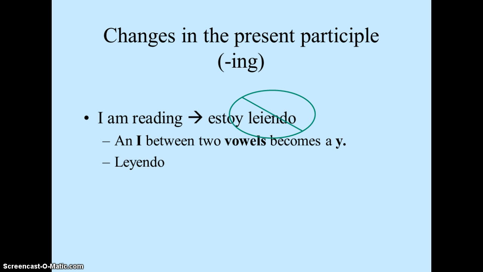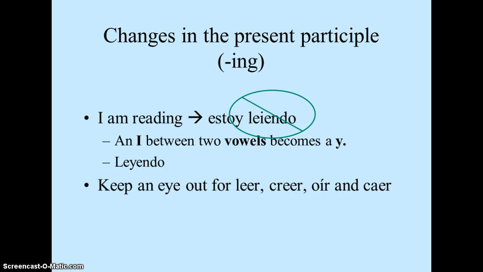L-E-I-E-N-D-O, and look at it and go, there's no way that we would pronounce that correctly in Spanish. So what we would do is take that I and turn it into a Y. So if you have an I between two vowels, like an E-I-E, you're going to want to turn it into a Y. So instead of that crazy looking triple vowel, we have an L-E-Y-E-N-D-O, which looks a lot better and it's a lot easier to pronounce.